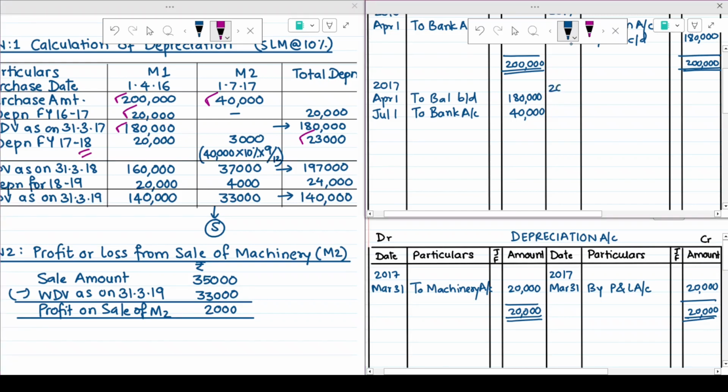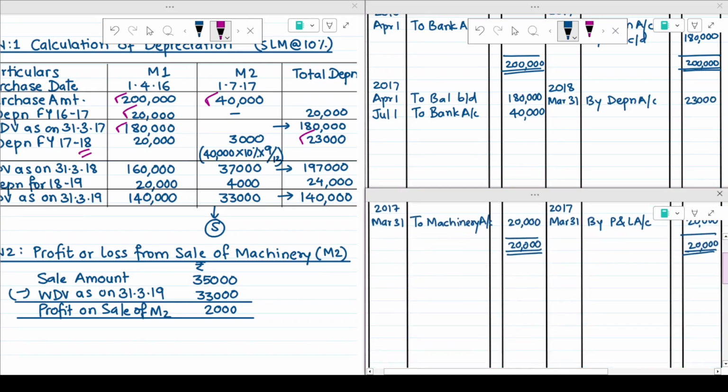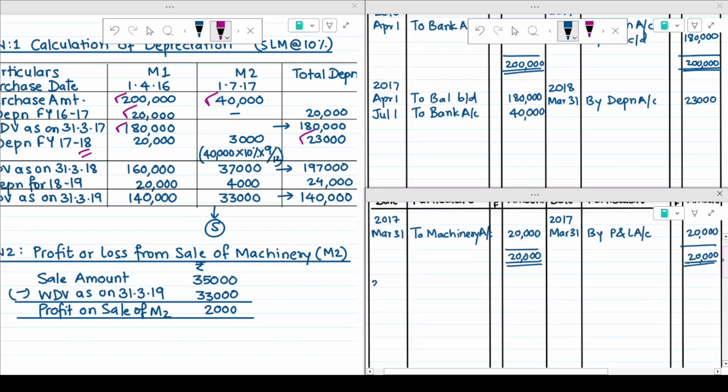So at the year end, 2018 March 31, by depreciation 23,000. Depreciation account will be debited, 2018 March 31 to machinery account. Amount is 23,000. Correct? With this, all the entries for second year are done. So we can close the books.